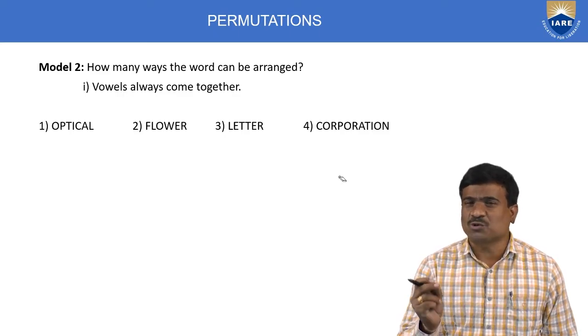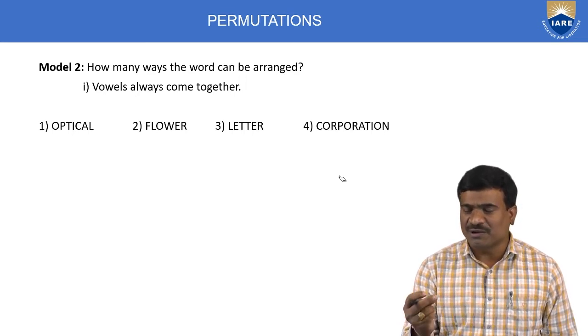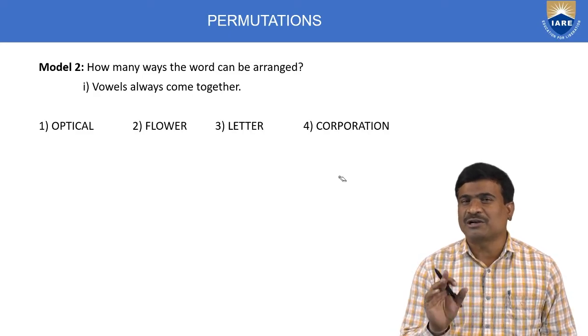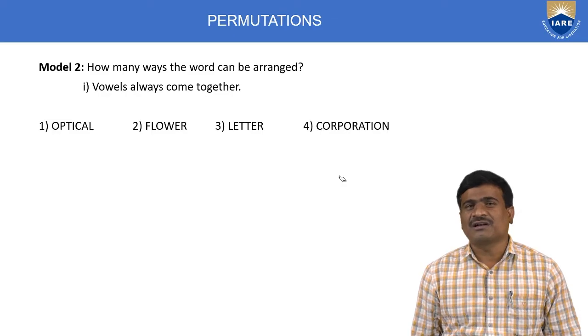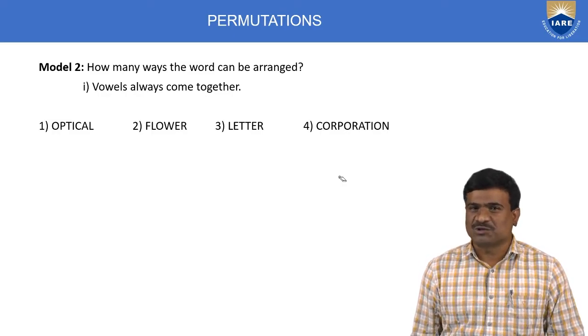n(S) is the total number of arrangements. That is the model number 1 method. Here model 1 divided by model 2 is equal to probability. Here first we calculate the permutation. That event condition is, in OPTICAL, all the vowels always come together.